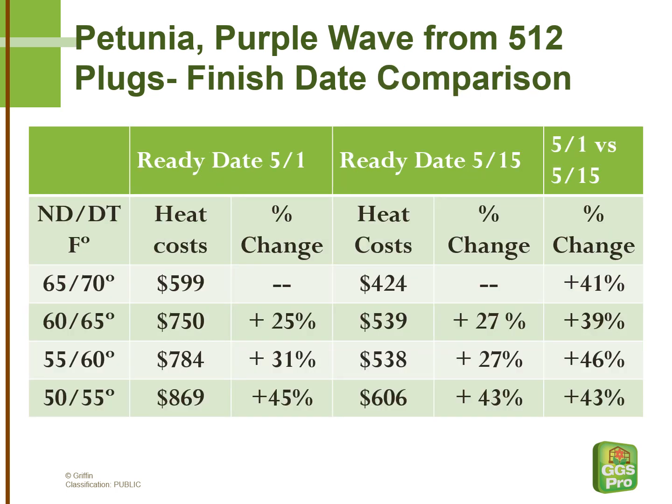I want to include one more slide here to drive the point home the rest of the way. You can see that if you go to the column on the far right, those numbers represent the difference in the amount of heat that's required. Going from a May 15th date to a May 1st date, it's requiring 41%, on average about 40% more fuel in order to produce them 2 weeks earlier.